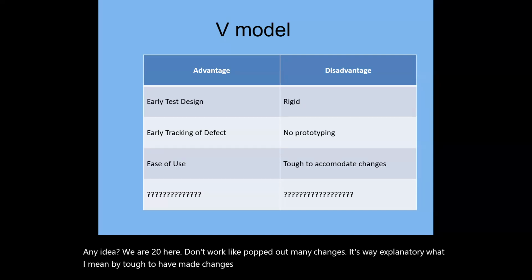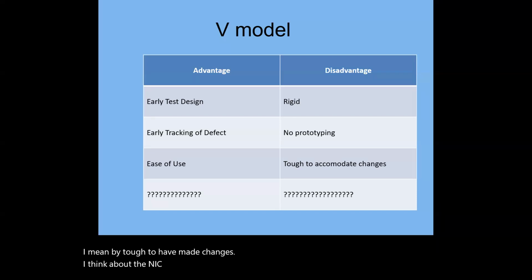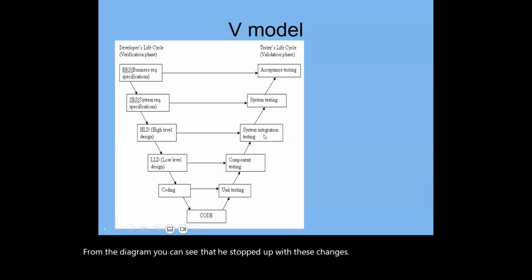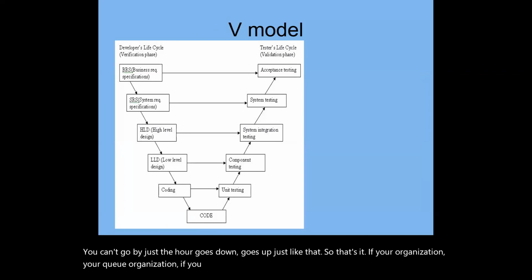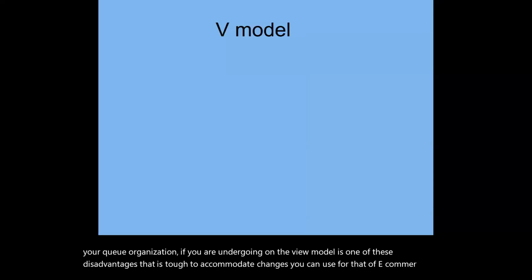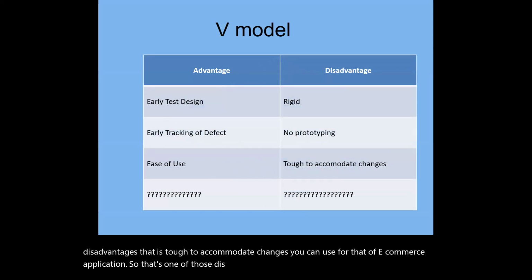Tough to accommodate changes means it's not really flexible. Maybe you have to go back again and make the changes. You can't make the changes in the middle. If you look at the diagram, you can see that it's tough to accommodate changes. The arrow just goes down and goes up, just like that. If your organization is undergoing the V model, one of those disadvantages is that it is tough to accommodate changes. You can't use it for an e-commerce application. So that's one of those disadvantages. And I put a question mark here.